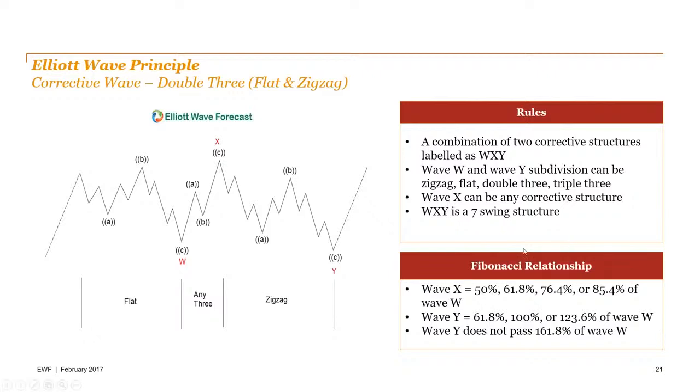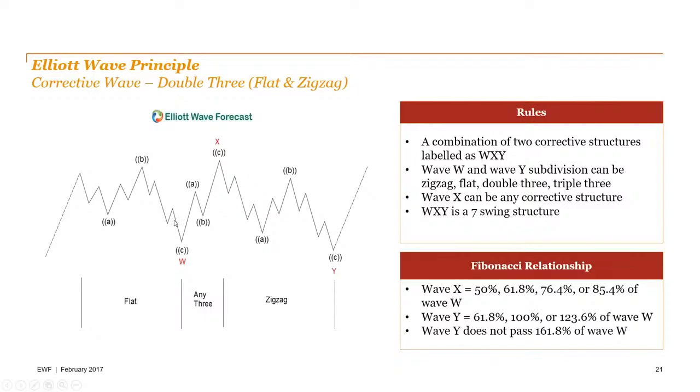And the Fibonacci relationship here, the width X is, because it is a retracement, is around 50%, 61.8%, and so on of the width W. The width Y is 61.8%, 100%, 123.6% of the width W. And the width Y does not pass 161.8% of the width W.